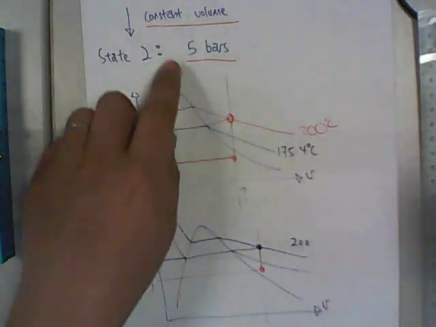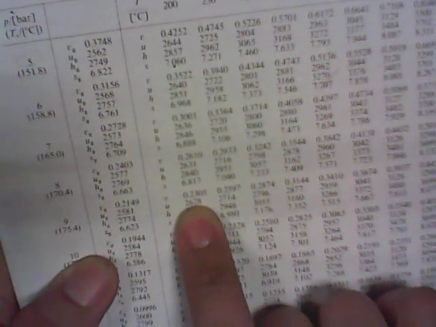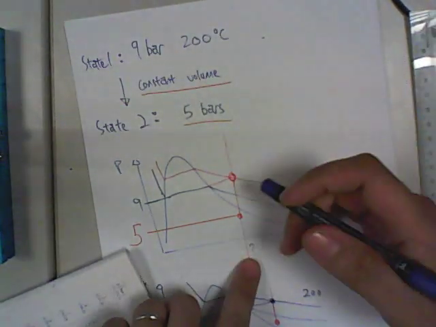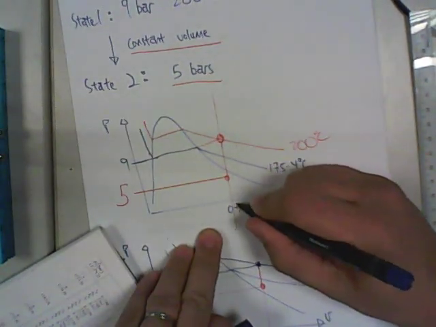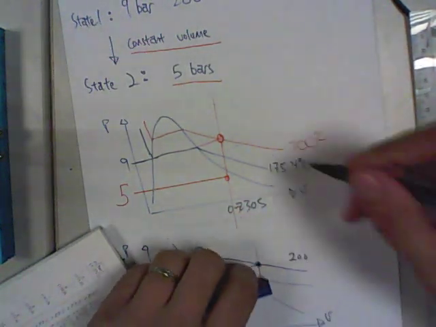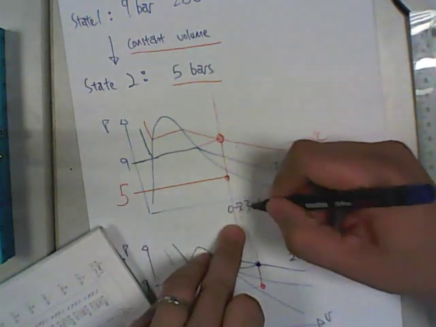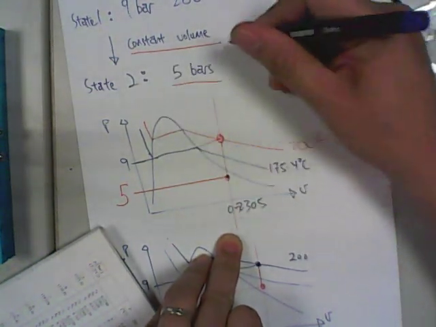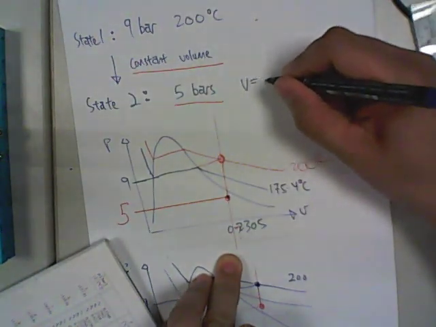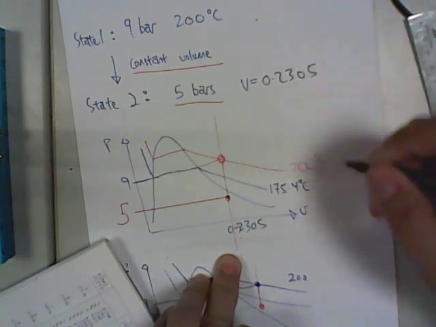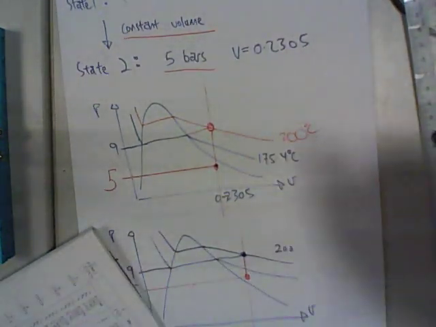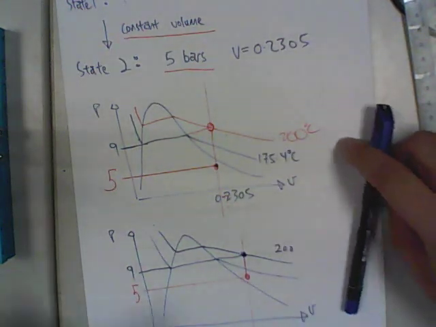Let's find this volume first. Since it's 9 bar 200, you are able to go to the superheated table and find yourself that the volume is 0.2305. So this volume is actually 0.2305, which means as it drops down to 5 bar, it will still be 0.2305. Now, the question is this. I have pressure 5 bar and the volume now I know is 0.2305. What do I need to find out next?